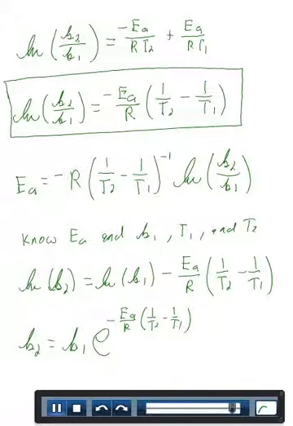So there are 5 things in this equation. There's k1, k2, T1, T2, and the activation energy. Knowing any 4 of these, I can solve for the 5th using this equation that is boxed in above us.